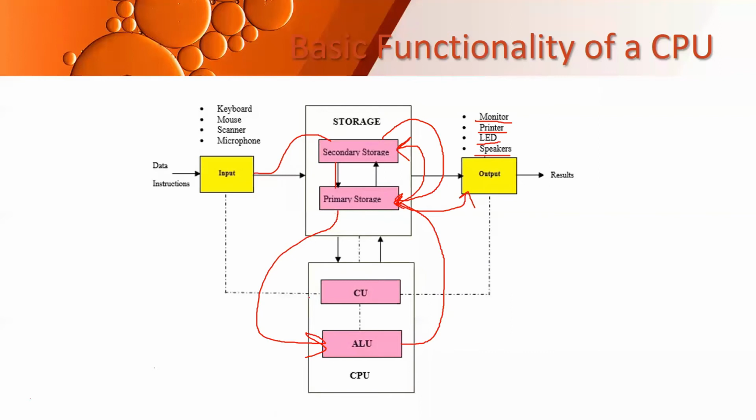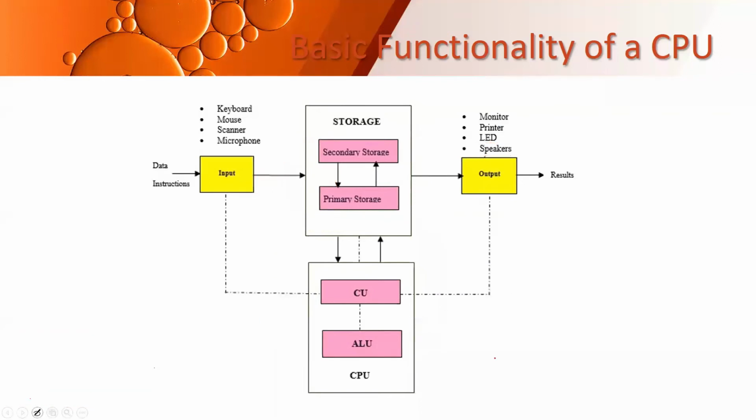So the control unit handles the entire process: where the data is coming from, where it is going, how it is to be stored, how it has to be executed, how it has to be displayed or printed. Everything is handled by the control unit of the computer. Is this clear to everybody, students?